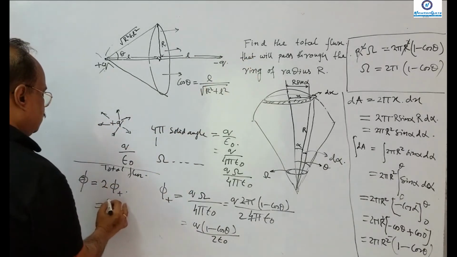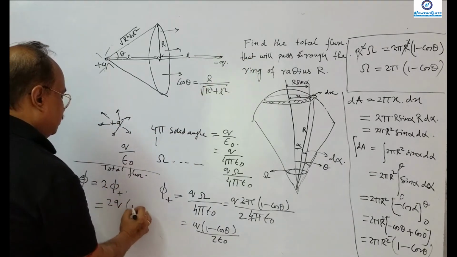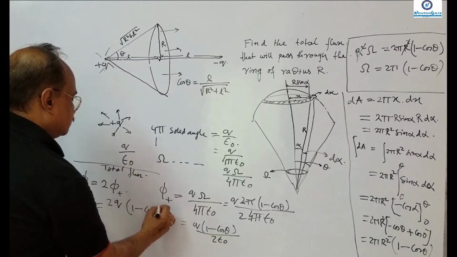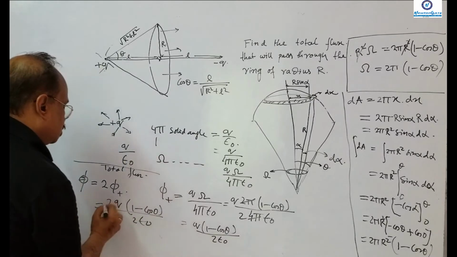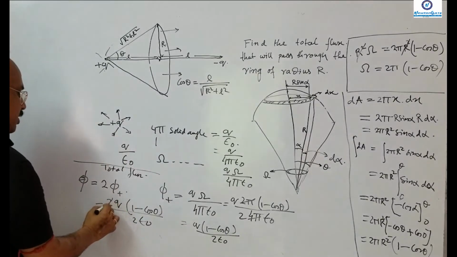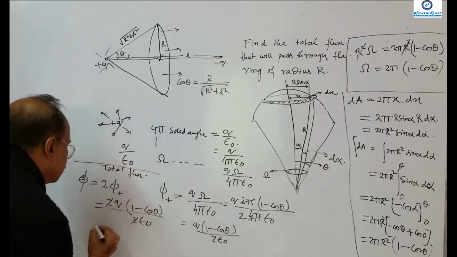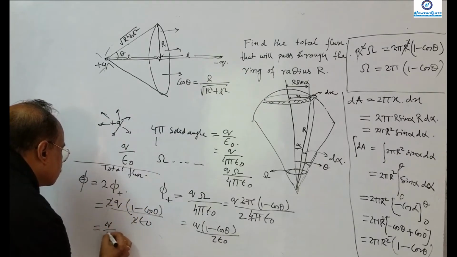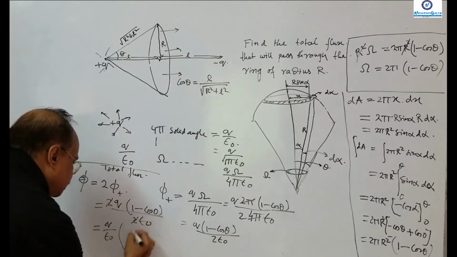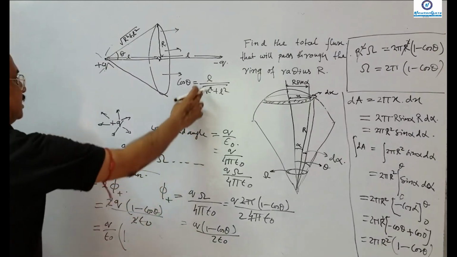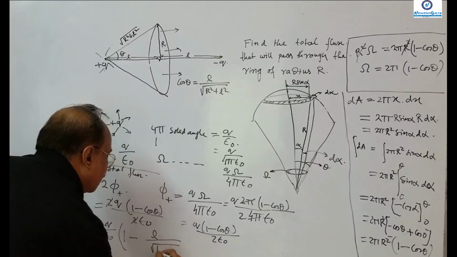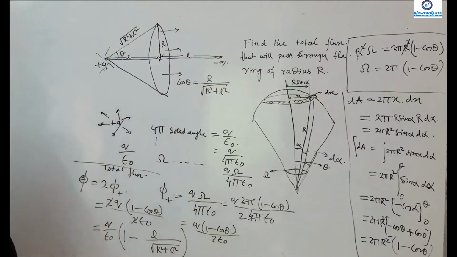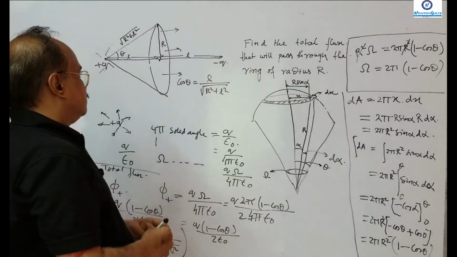So it will be 2q into 1 minus cos theta divided by 2 epsilon naught. So here the 2 and 2 get cancelled, so it will be equal to q by epsilon naught, and in place of cos theta I can replace it with L by root over R square plus L square. That's the thing. So it's over.